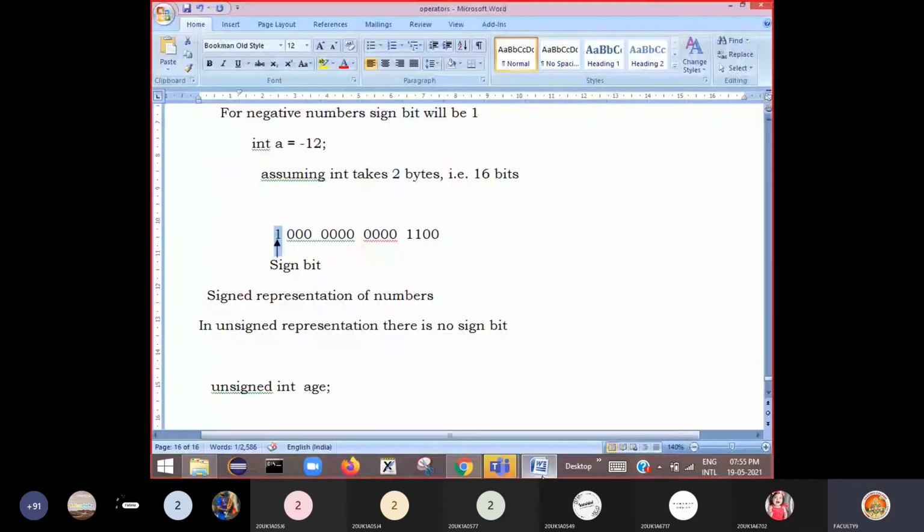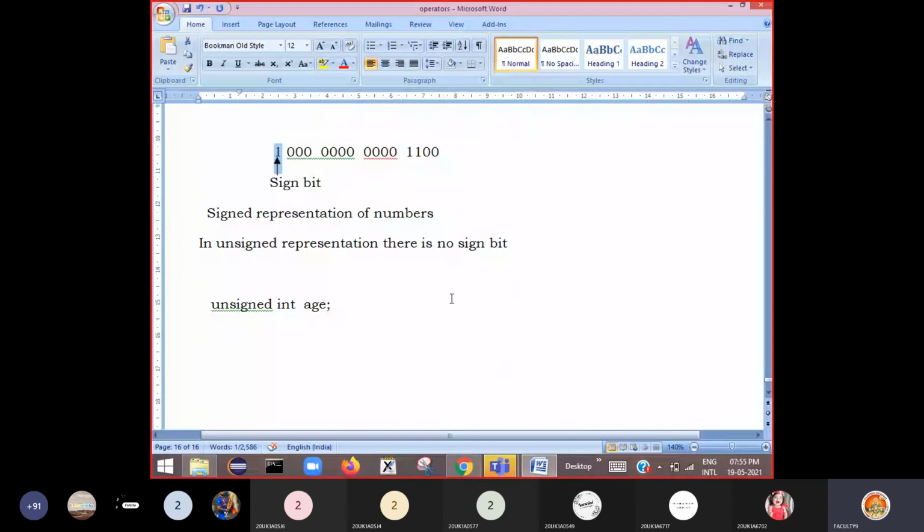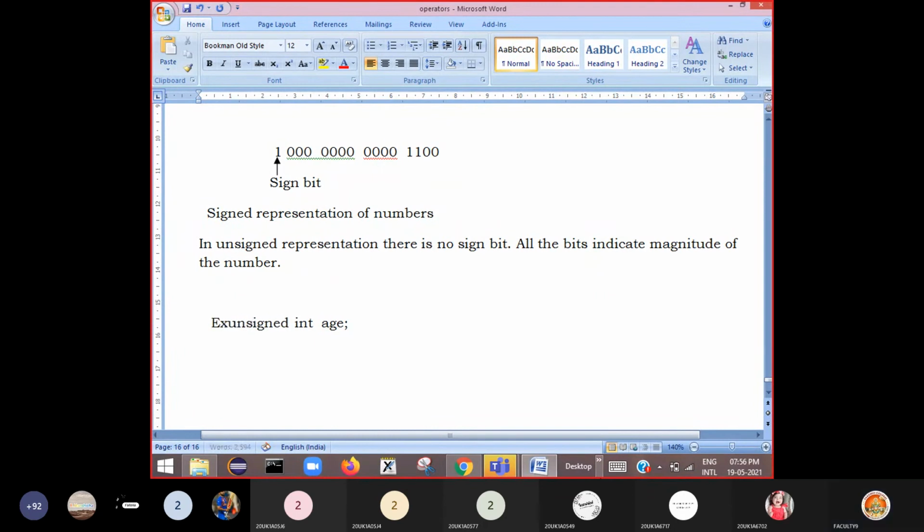Visible. Okay, right. Now, I hope you understood the difference between signed number representation and unsigned number representation. There is no sign bit. All the bits indicate the magnitude of the number, so we don't use any sign bit there.